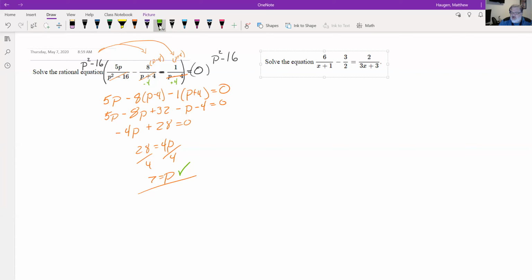But to have our denominators cancel, we're going to need to be multiplying by an x plus 1. We need to be multiplying by a 2, so that 2 cancels. And we need to be multiplying by a 3x plus 3, but 3x plus 3 is 3 times x plus 1, and we're already multiplying by x plus 1. So all we need is that other 3.